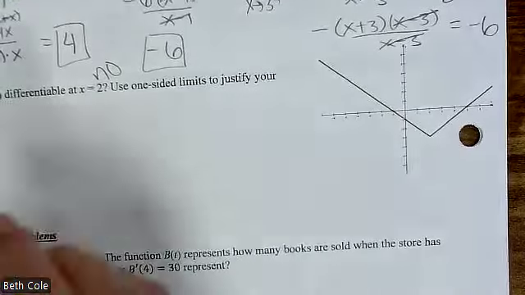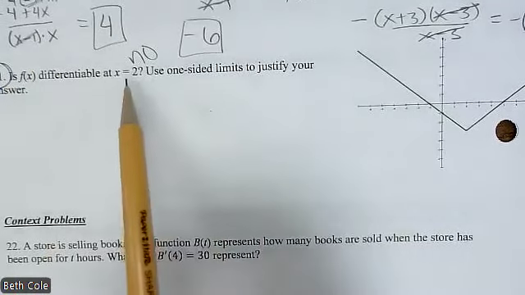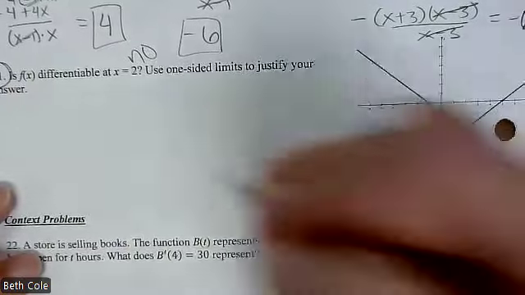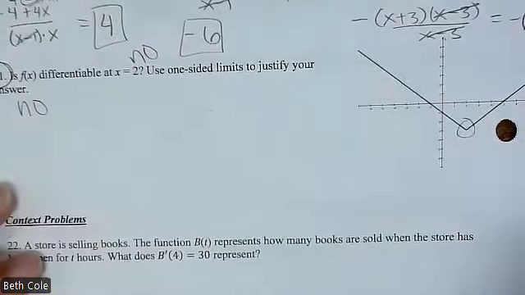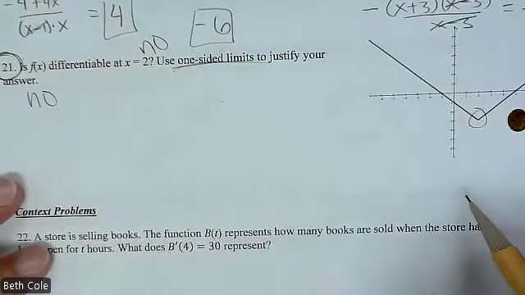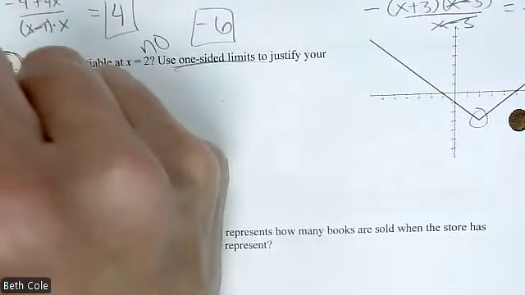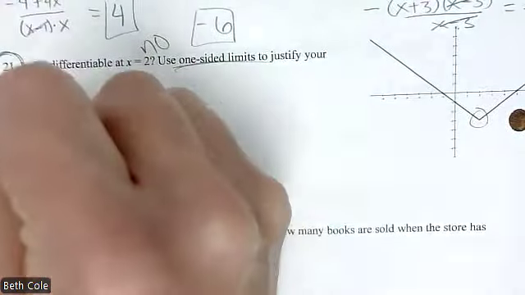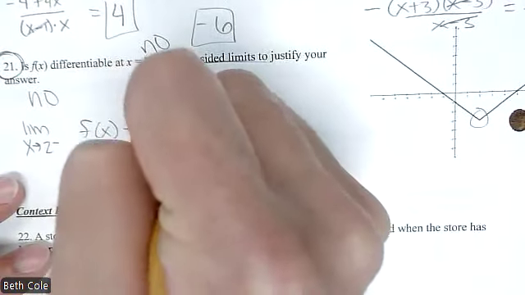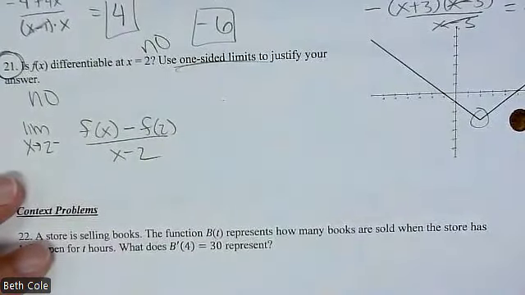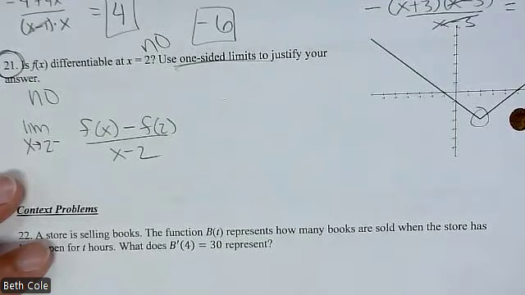All right. Number 21. Is this function differentiable at 2? What do you think? No. That is the reason, but it says one side. Yep. Limit as x goes to 2 from the left, the function minus f of 2 over x minus 2.